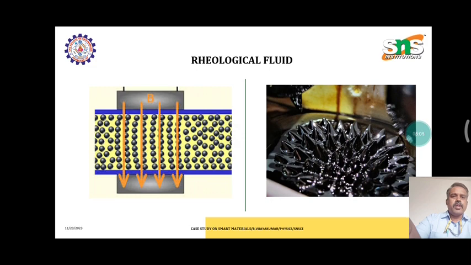The fifth one is rheological fluids. These fluids move in an irregular motion, but when a field is applied, they act in a regular motion. So this is a new type of material that forms a new type of structure when a field is applied.